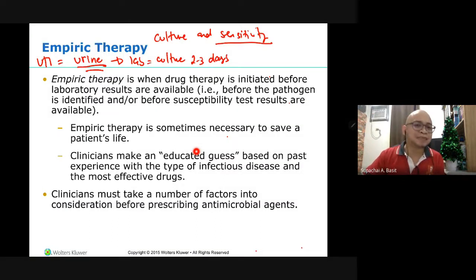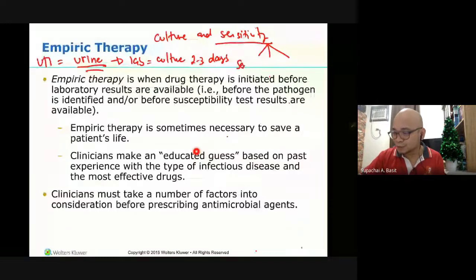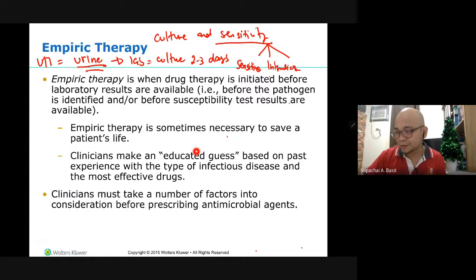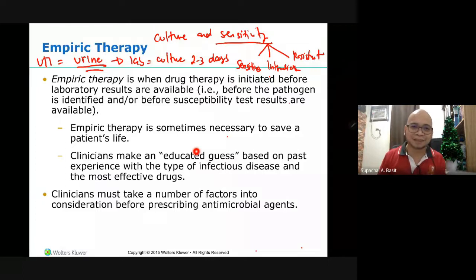And what's the purpose of sensitivity testing? So that medtechs will be able to know which antibiotics will be useful, because in sensitivity testing, you will classify the drugs into sensitive, intermediate, and resistant. And you will report the result of culture and sensitivity to the physician. And the physician will only be prescribing drugs that are sensitive. But it will take 2 to 3 days.